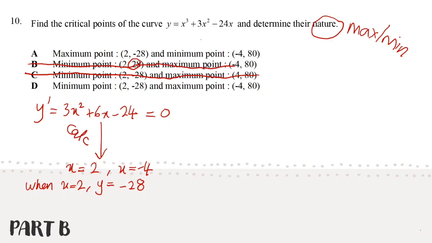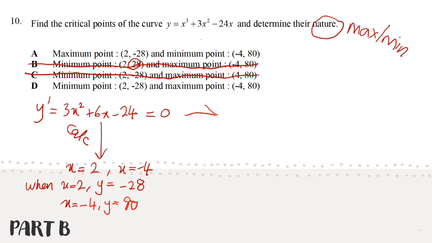Okay. So next, we have when x is equal to 4. Sorry, when x is equal to -4. When x is equal to -4, you just take the answer from A and D. y is equal to 80. Okay. So the next step is to determine whether it is a maximum or minimum point for (2, -28) and (-4, 80).